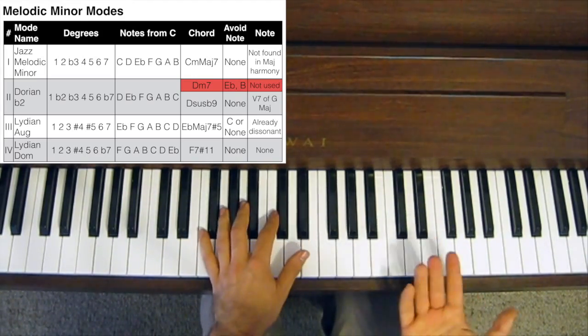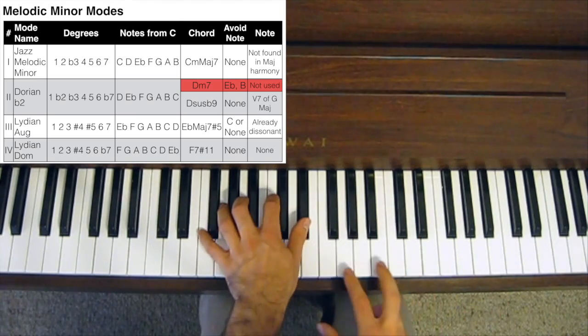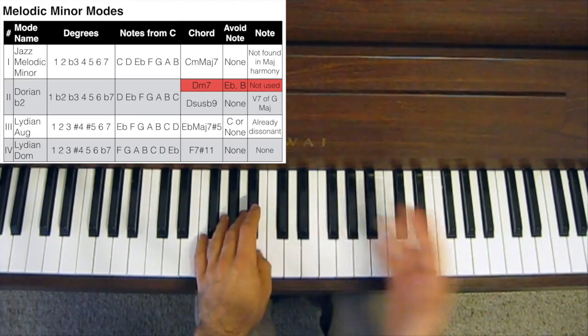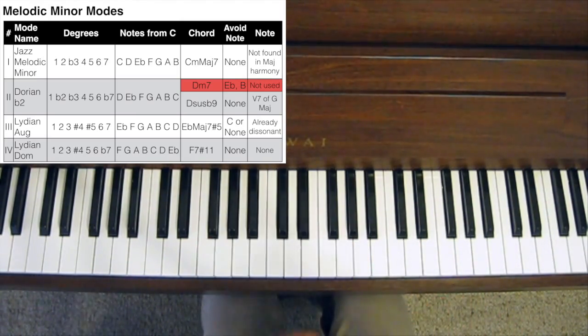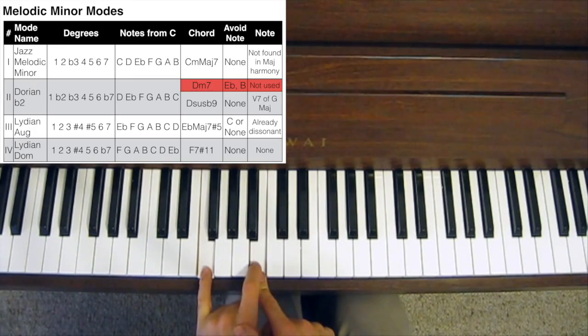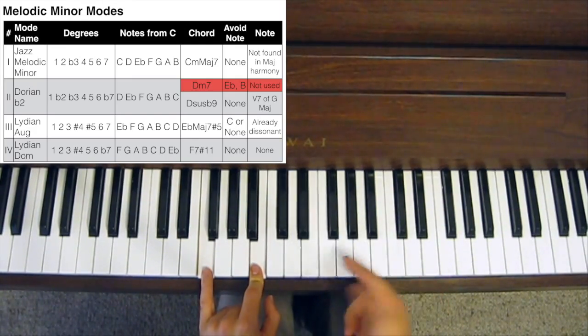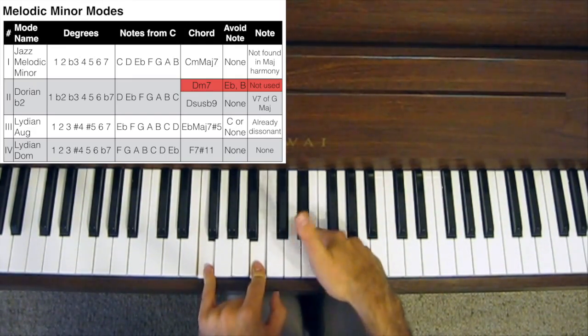So again, if you're playing a piece of music, you see an F7 sharp 11, you know that you can play the C melodic minor over the top. And the fourth mode of the melodic minor scale is called the Lydian Dominant mode because it's got that sharp 4, so it's a Lydian, but it's a dominant because it's got a flat 7.